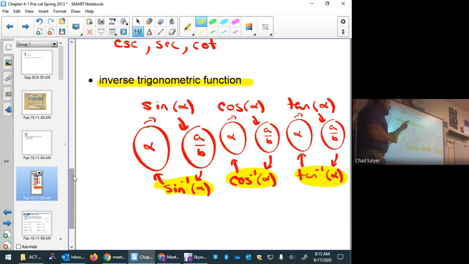They undo what the sine, cosine, and tangent do. The sine, cosine, and tangent map an angle to a ratio. The sine inverse, cosine inverse, and tangent inverse map a ratio back to an angle. So they take a ratio from a triangle and they tell you what the corresponding angle must be for that triangle to work.